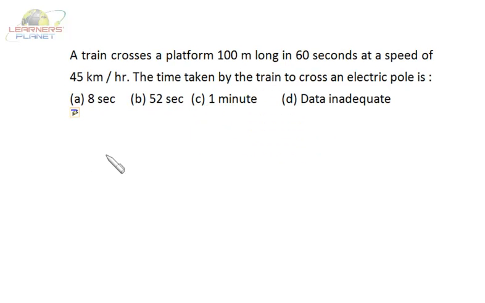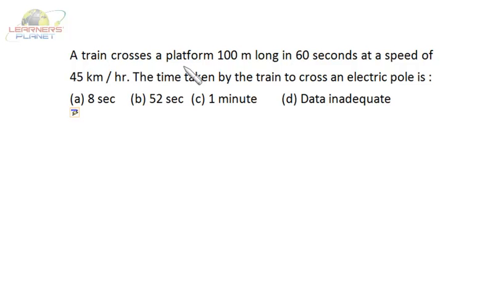Now further we'll try to do this problem mentally. A train crosses a platform 100 meter long in 60 seconds at a speed of 45 km per hour. The time taken by the train to cross an electric pole is, first of all, in this case, the data, that is the length of the train, is missing. First of all, we have to calculate that.